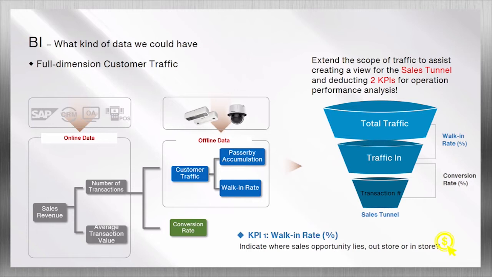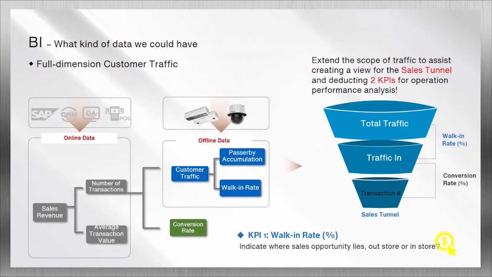We can do some simple calculation to get the walk-in rate, which will be 30 divided by 100. So the walk-in rate will be 30% for this hour. The walk-in rate will indicate where the sales opportunity lies. For example, if 100 people go past your shop and only, let's say, 3 of them go into the shop, it means the opportunity is not in the shop, but outside of the shop.